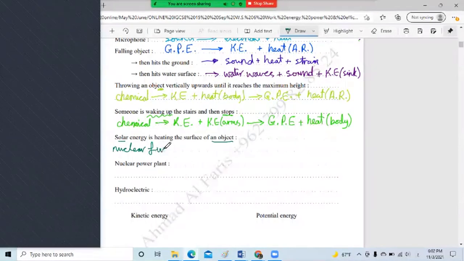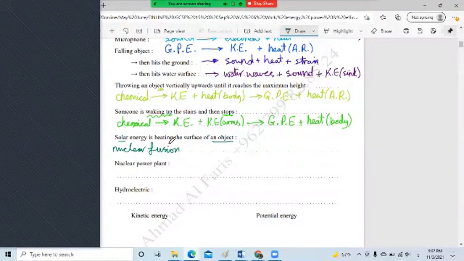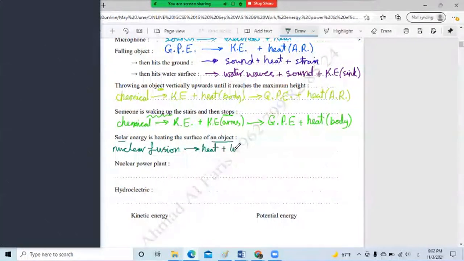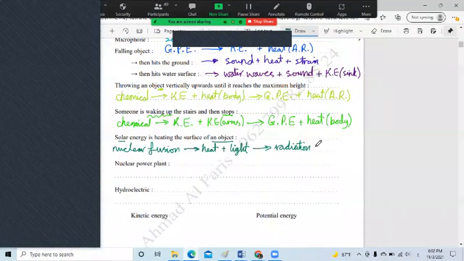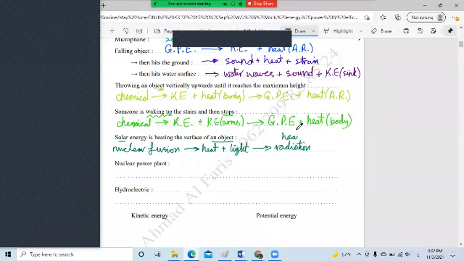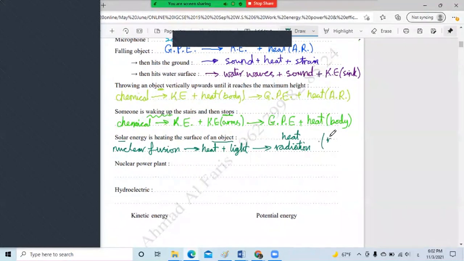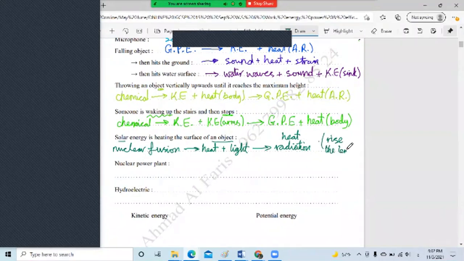So we have to mention that it's nuclear fusion, and this nuclear fusion produces heat plus light. This light, the radiation, becomes heat radiation, which becomes heat to raise the temperature of the surface of the object.